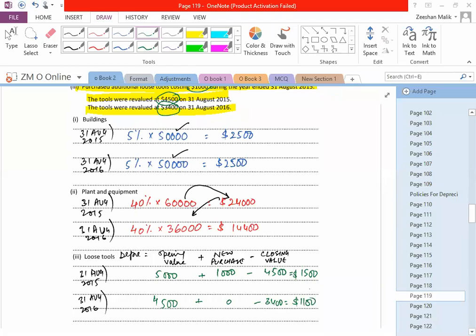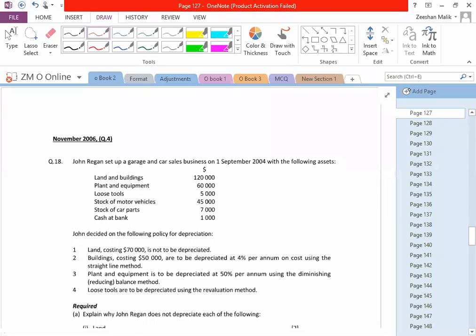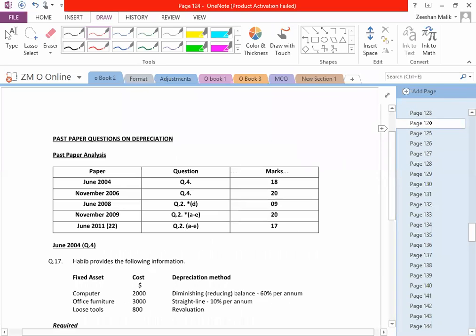This is a very important question where we use the straight line method, reducing balance method, and revaluation method. All three methods are applied in this question. It's a very interesting question. The same type of question we have in our past paper. I want you people to do it with me.